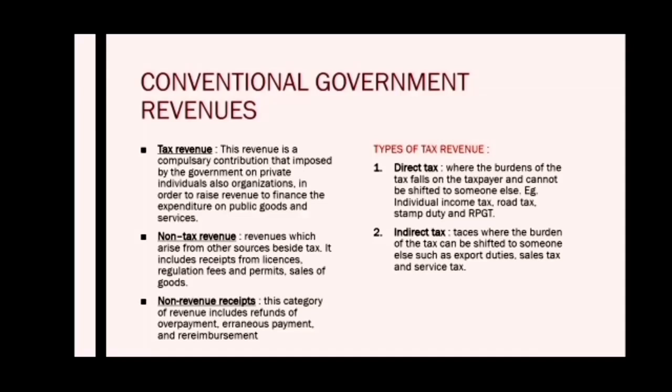Okay, before we go to the next revenue, tax revenue is divided into two types of tax, which are direct tax and indirect tax. Direct tax is where the burden of the tax falls on the taxpayer and cannot be shifted to someone else, such as individual income tax, road tax, stamp duty, and RPGT. RPGT is real property gain tax. While indirect tax is where the burden of the tax can be shifted to someone else, such as export duties, sales tax, and service tax.